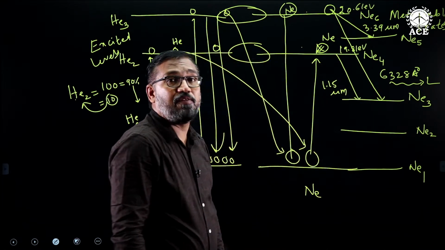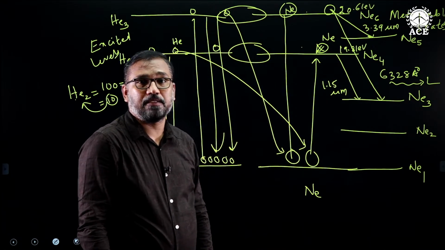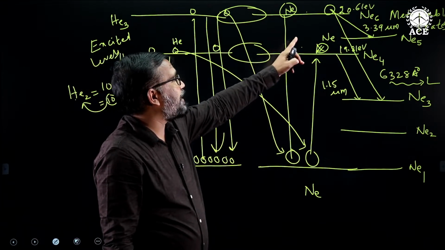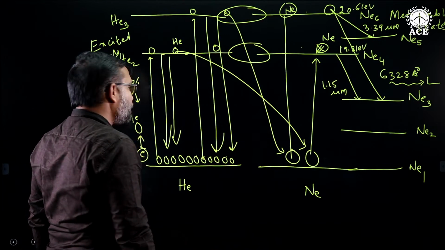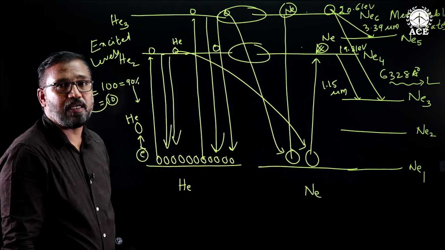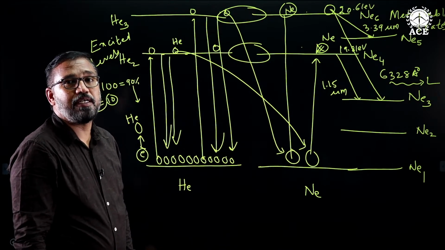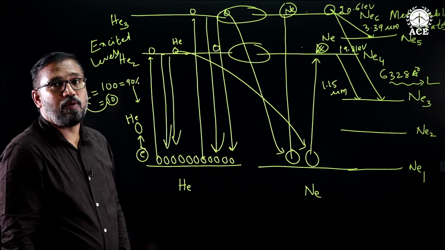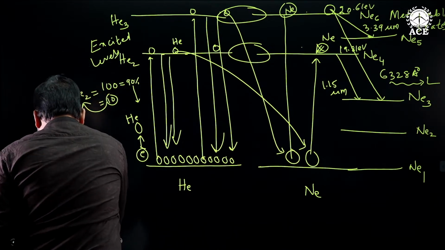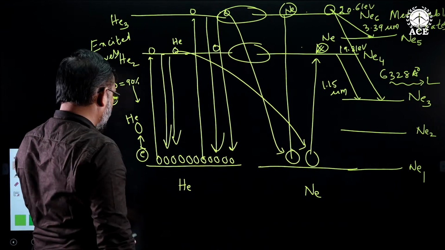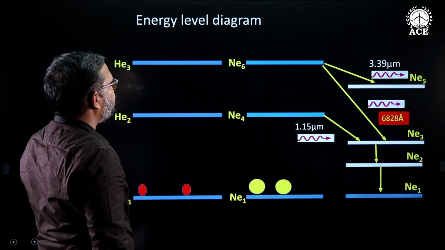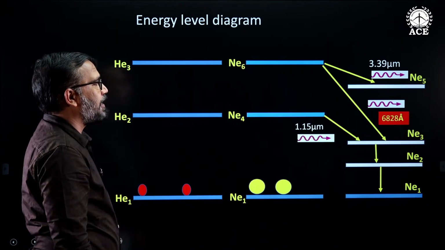So there are three different transitions taking place from the metastable states. What are the metastable states? Ne6 and Ne4. From those metastable states, there are three transitions. So what are the three transitions? I am going to explain here. See here, this is the diagram.